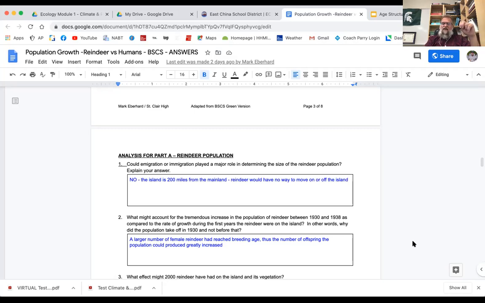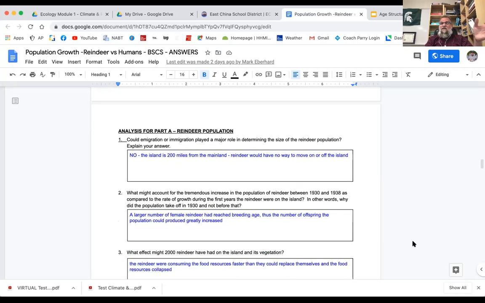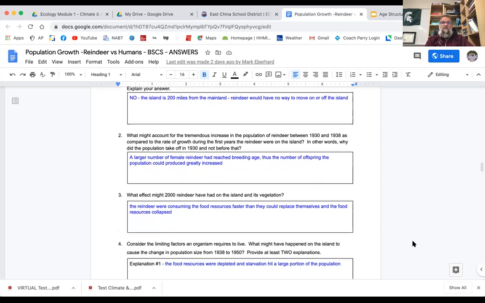So yeah, the most likely thing that's going on is they've overwhelmed the vegetation. 2,000 deer were eating the vegetation. The key is they were eating the vegetation faster than it could replace itself. And if you're eating the food faster than it can replace itself, of course, you're going to have the food supply collapse. And that's probably what's happened here to see such a steep drop. Food supply completely collapses, and we have mass death, all the way down to 8 reindeer.